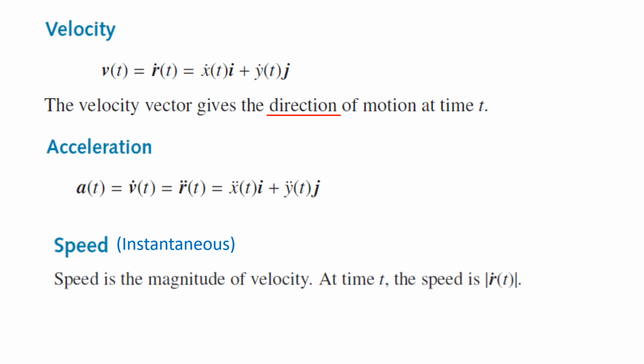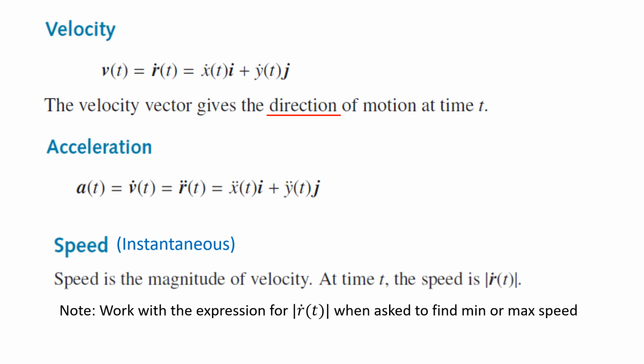We've got a couple of versions of speed, instantaneous and average. Instantaneous is quite easy. We take our velocity vector function and think of its magnitude. So it too is a function of time. So what do I mean by that? Firstly, we work with that when asked to find, that's our go-to whenever we're asked to find the min or max speed, which is a common question.